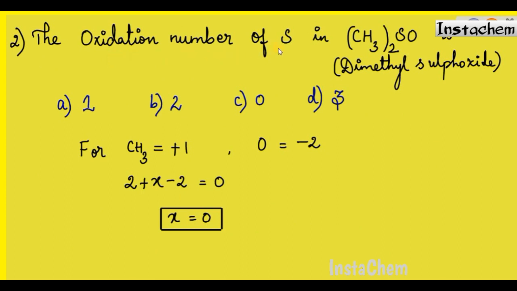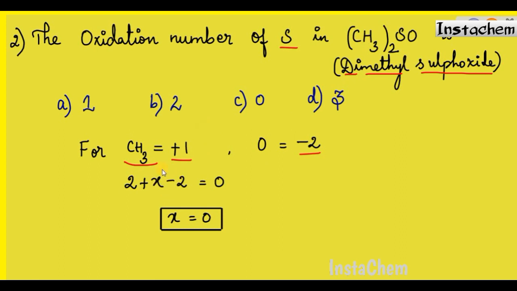The oxidation number of sulfur in (CH3)2SO is. What is (CH3)2SO? This is nothing but dimethyl sulfoxide. (CH3)2SO, that is dimethyl sulfoxide. 4 options are there: 1, 2, 0, 3. For CH3, each CH3 carries +1 oxidation state. For oxygen -2, we know very well, and we substitute this in the formula.